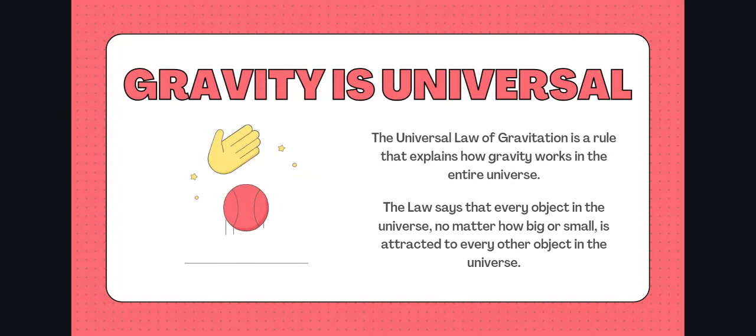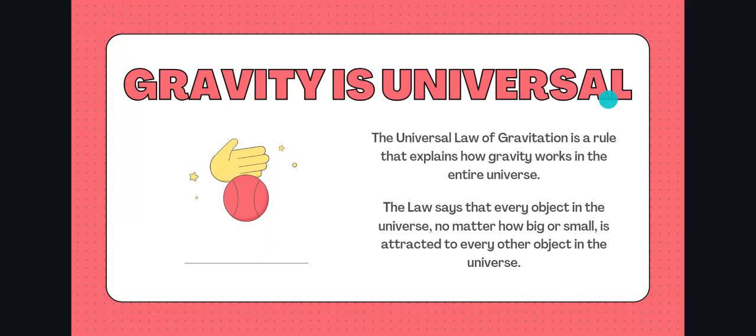So gravity is universal. This applies on all planets, no matter how big or small. Every single object is attracted to every other object in the universe. And the universal law of gravitation explains how gravity works in the entire universe.